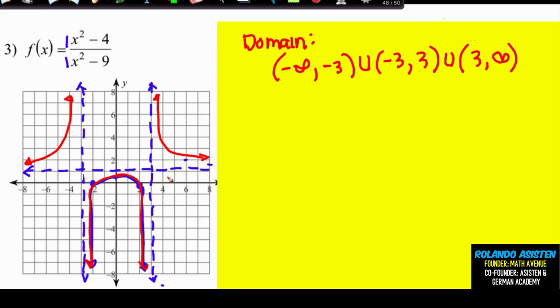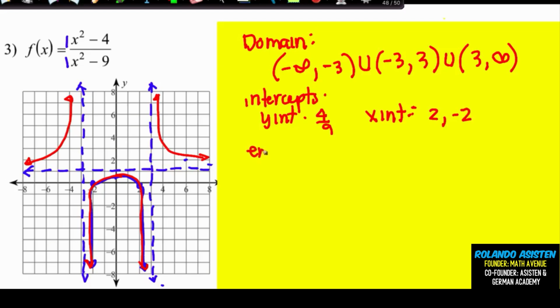Now for the range, in a more complicated function, it's hard to find the range unless you compute for the inverse function, because notice there's a gap here and you need to find what is the vertex of this curve. For now, let's skip the range. And then the intercepts we already computed. So the y-intercept was 4/9 and the x-intercepts were 2 and -2.